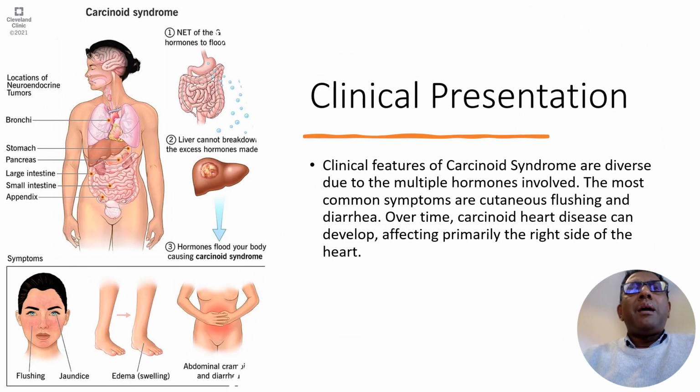How do patients with carcinoid syndrome present? These patients present with a diverse range of symptoms and signs, purely because of the multiplicity of hormones that are involved. The most common symptoms, as I mentioned, are cutaneous flushing and diarrhea. Over time, carcinoid heart disease can develop, affecting primarily the right side of the heart.